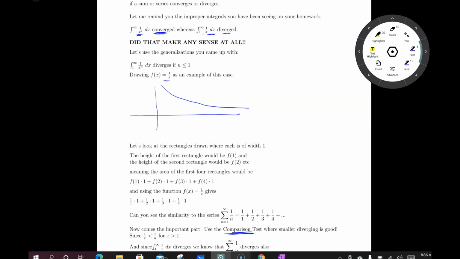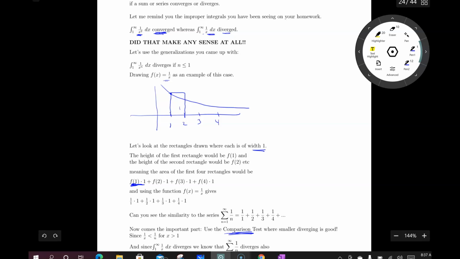Okay, so let's draw some rectangles. So I'm going to start at 1, and I'm going to make rectangles of width 1 to keep it nice and kind of going along with the sum from 1 to infinity. So I'm going to use left-hand endpoints. So my area of my first rectangle would have height f of 1 and width of 1, right? Height f of 1, width of 1. So that's rectangle number 1 right there.